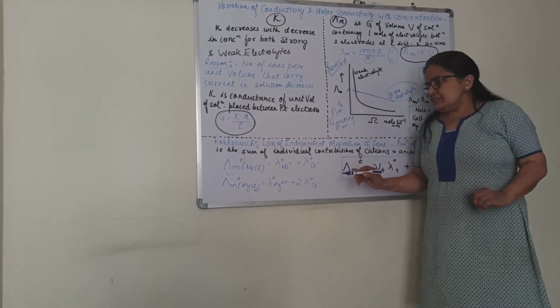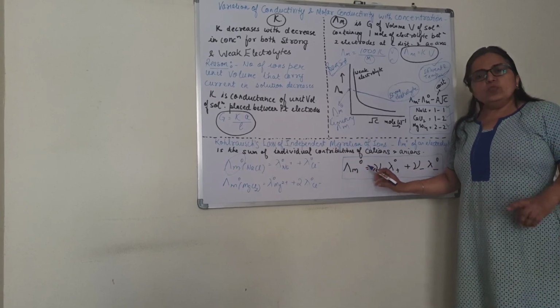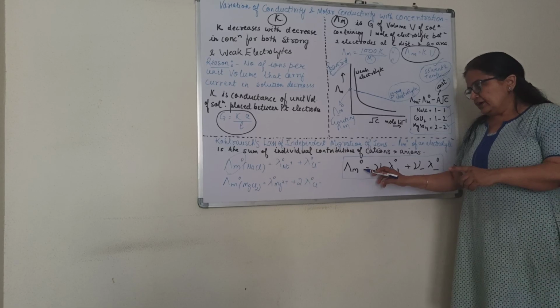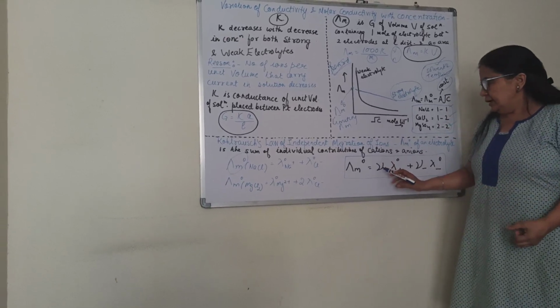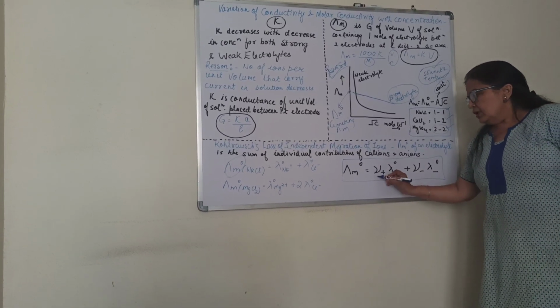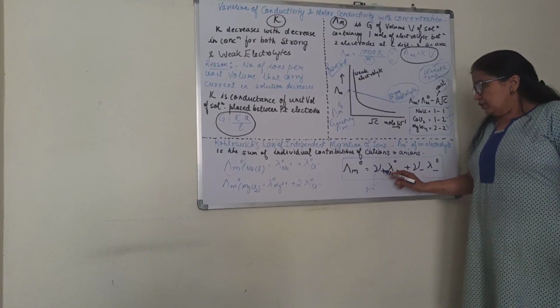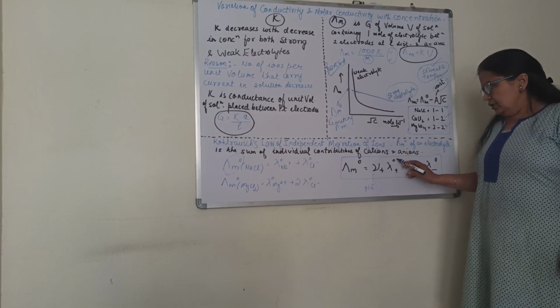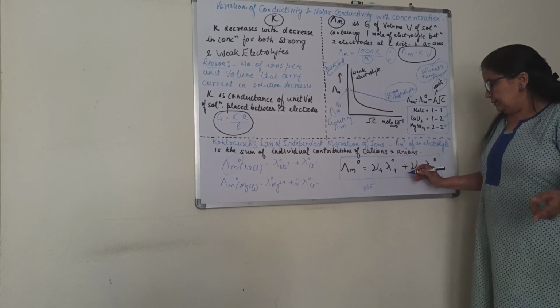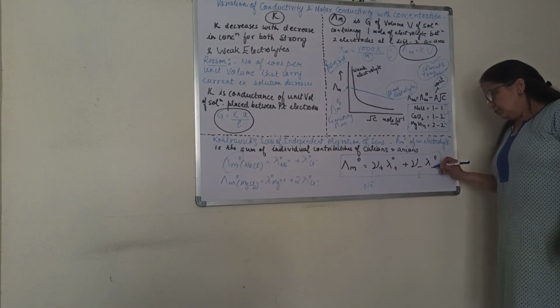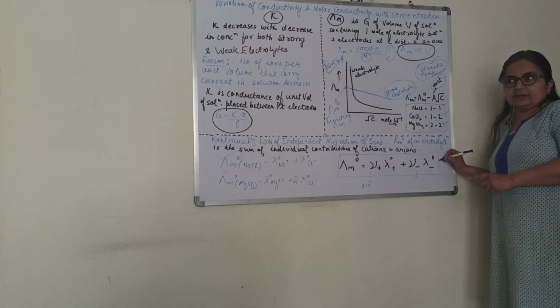If we can generalize like this, lambda m naught, that is limiting molar conductivity of any electrolyte, will be, this nu represents the number of cation and anion. The number of cations into limiting molar conductivity of cation plus number of anions into limiting molar conductivity of anion.